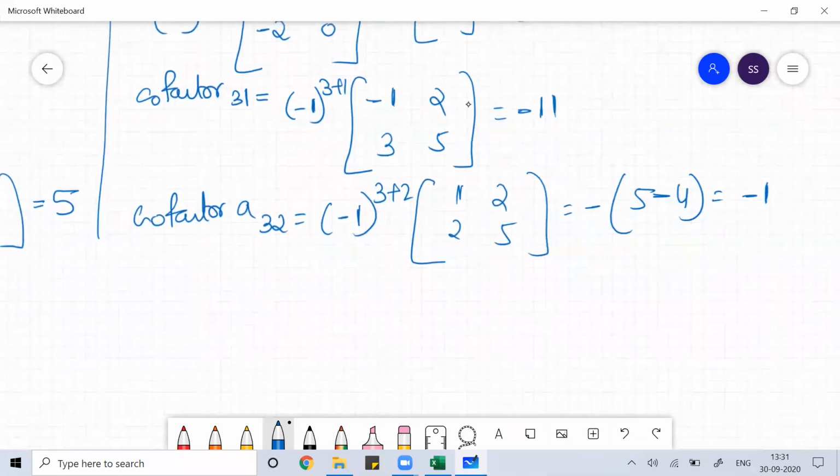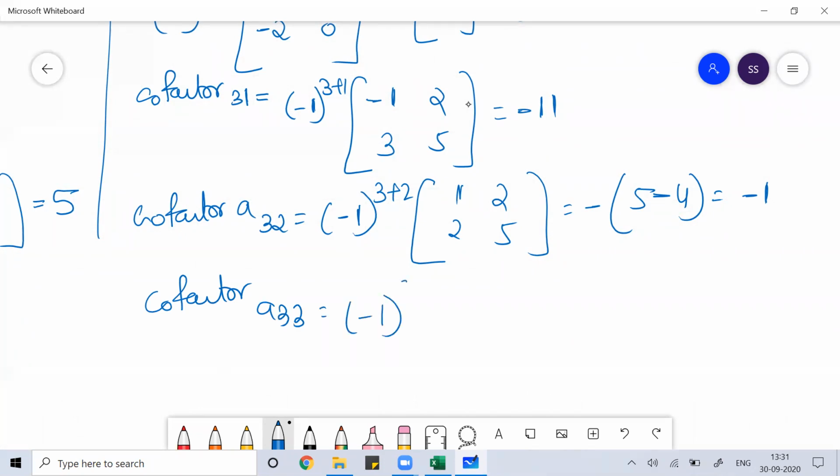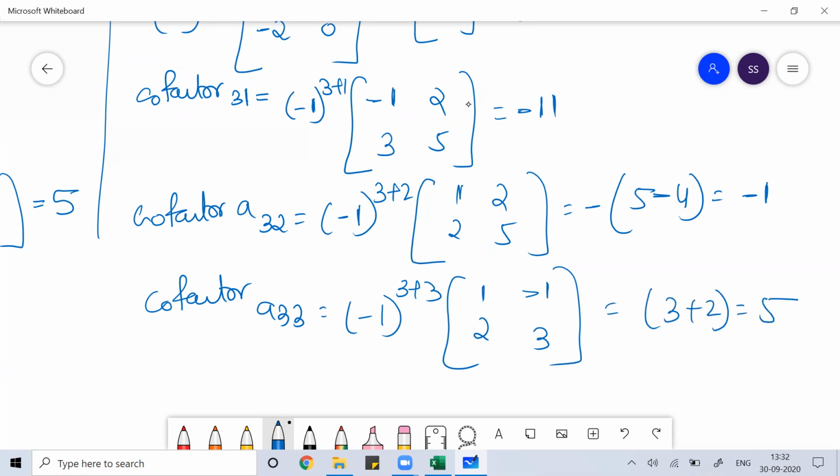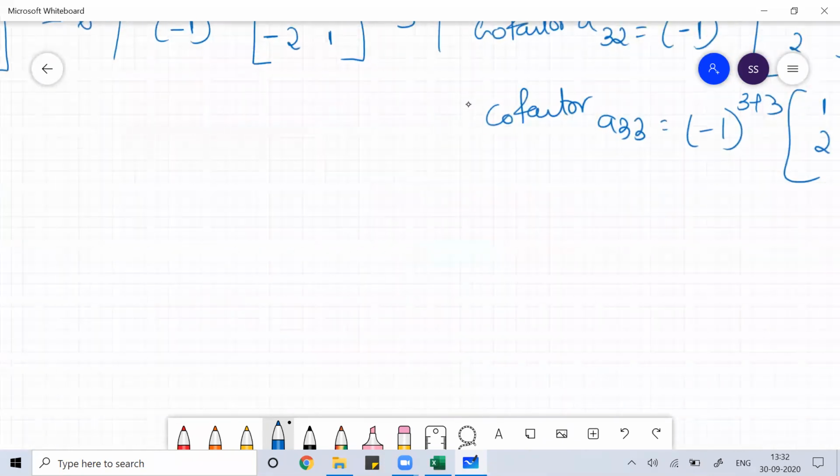Then find the cofactor of A33. Plus sign will come. So you will get 1 2 / -1 3. Plus sign will come. This is 3 plus 2. So I found the cofactor of each element.